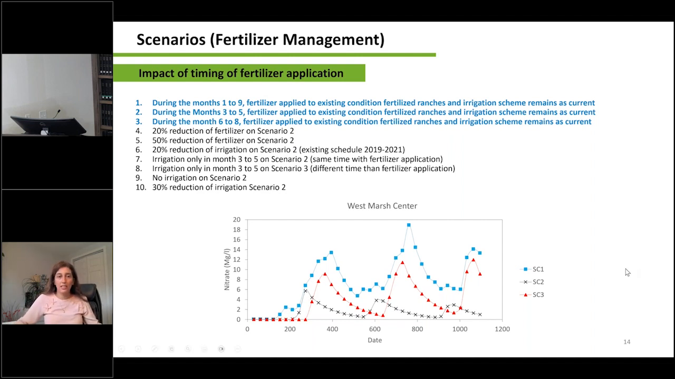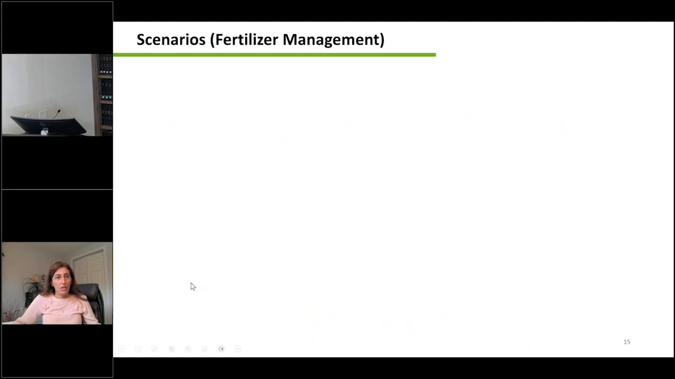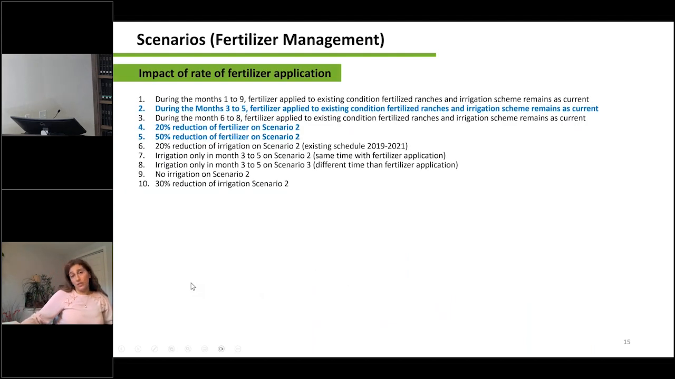So it means that if we apply the fertilizer during the dry season, in months 3 to 5, we are going to have a reduction in groundwater nitrogen, and that's kind of the result that we expected actually. But the important thing is it showed us the model is able to simulate it.